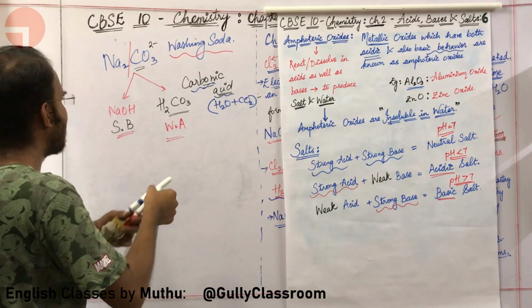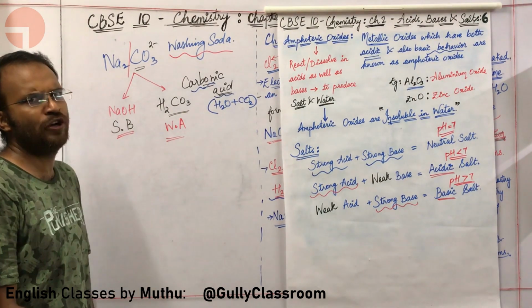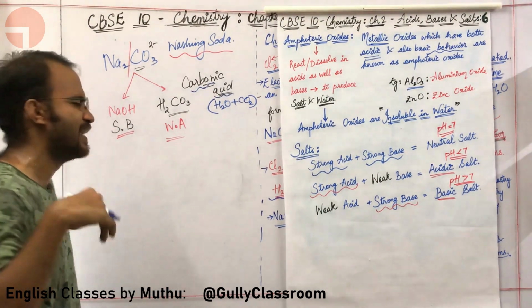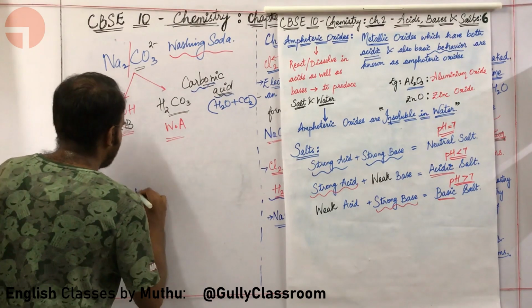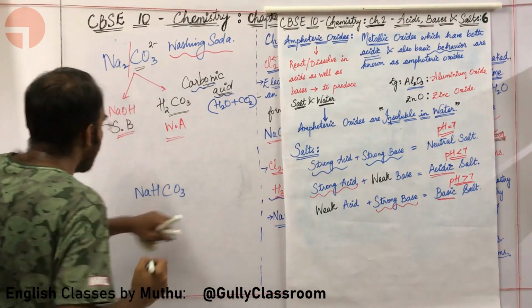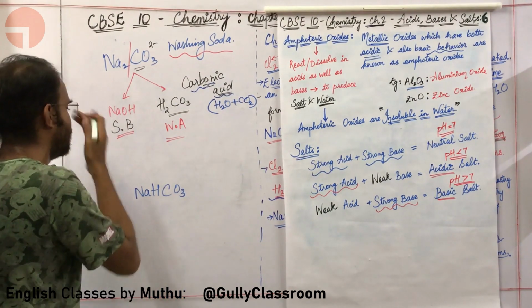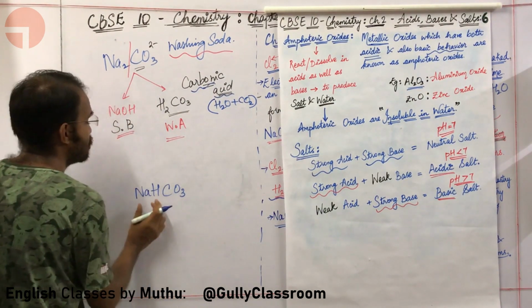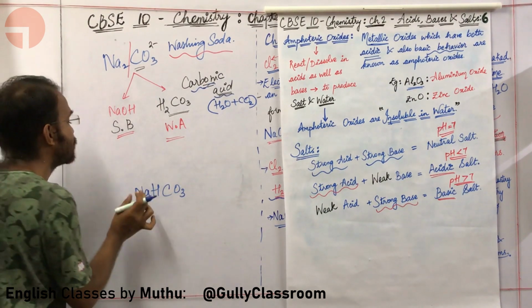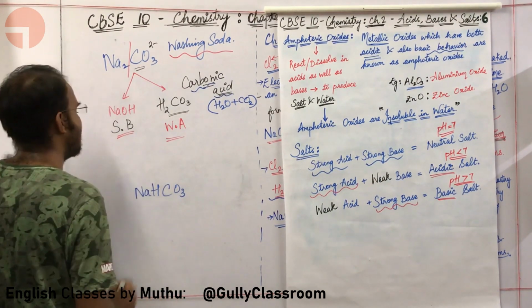Sir, can we have another example? But I told you I am going to look at only one example. Come on, sir. I will give you 15 seconds. Give us another example. Okay, let us go for NaHCO3. What is NaHCO3? NaHCO3 is sodium bicarbonate, or it can also be called sodium hydrogen carbonate.